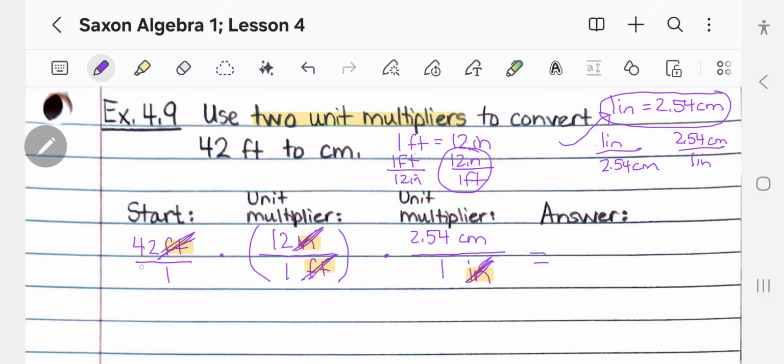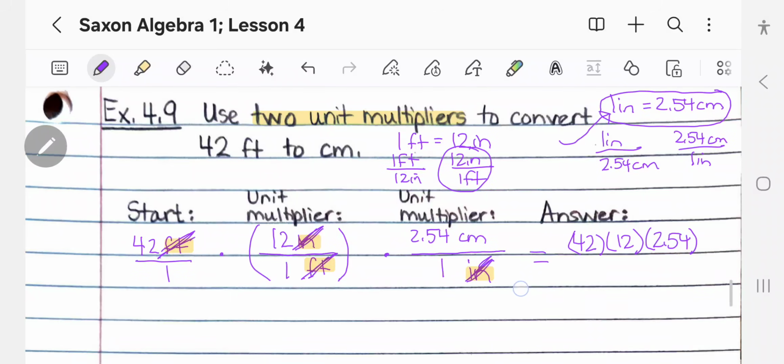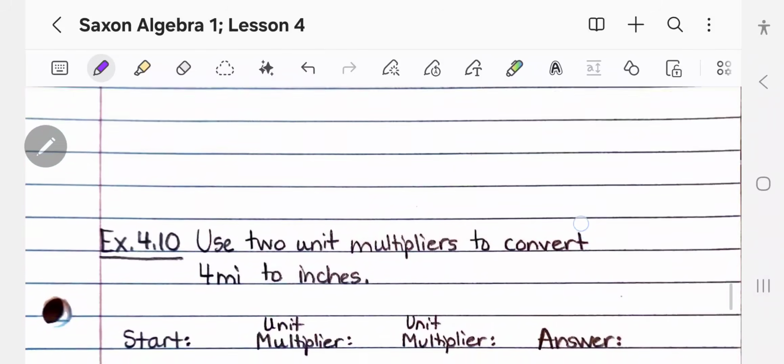So we're going to take what's left and multiply them together. 42 times 12 times 2.54. And the only unit that's left is centimeters. And that's how they left it in the book. Again, they're not asking you to work that all the way out. They're trying to make sure you know how to use the unit multipliers.